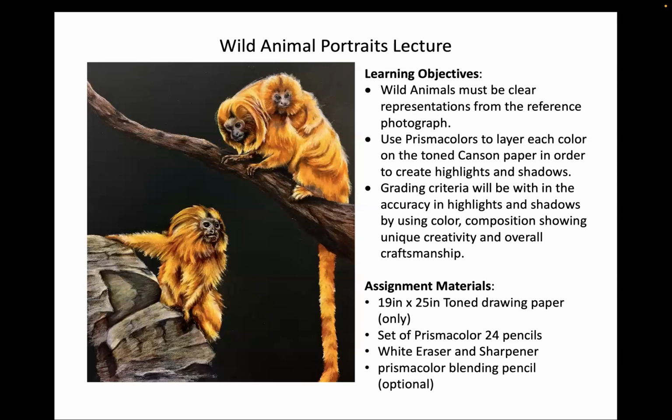Okay, grading criteria will be within the accuracy and the highlights and shadows when using color, composition, showing unique creativity and overall craftsmanship. Now, for the assignment itself, we're using a 19 by 25 inch toned drawing paper only. It's the brand itself. It's called Canson. Okay, it is a black sheet of paper, and you should have 2 available in your supply kits if you purchase your supplies from the supply list.